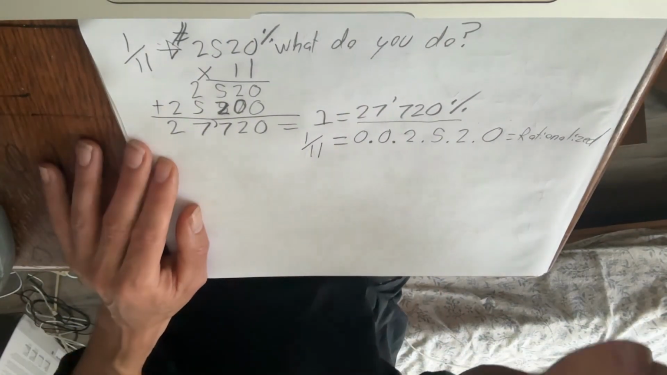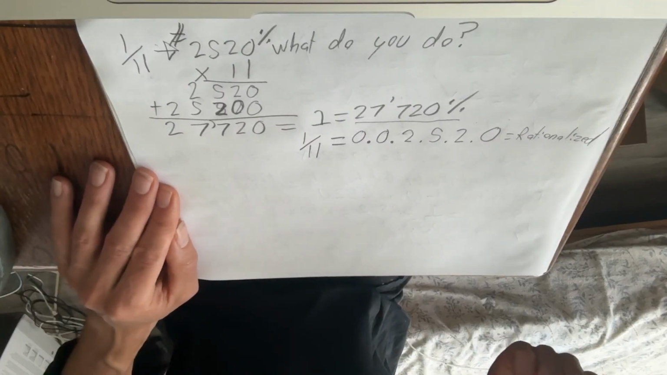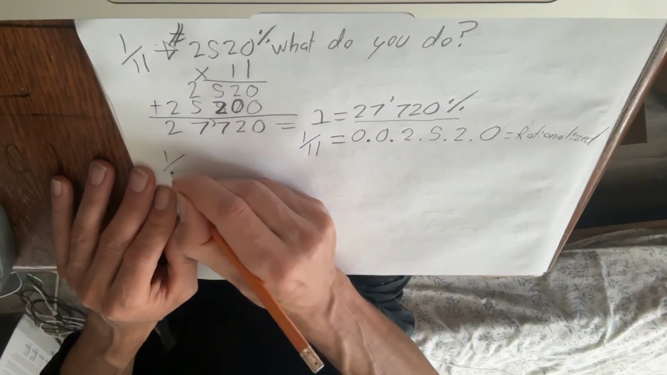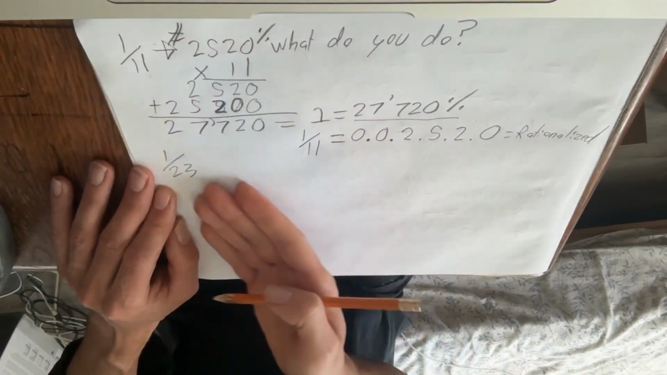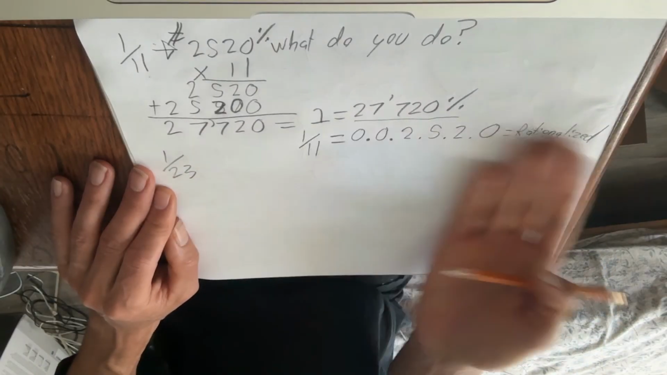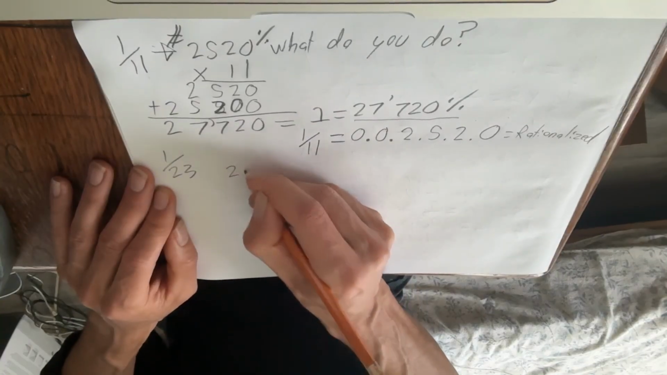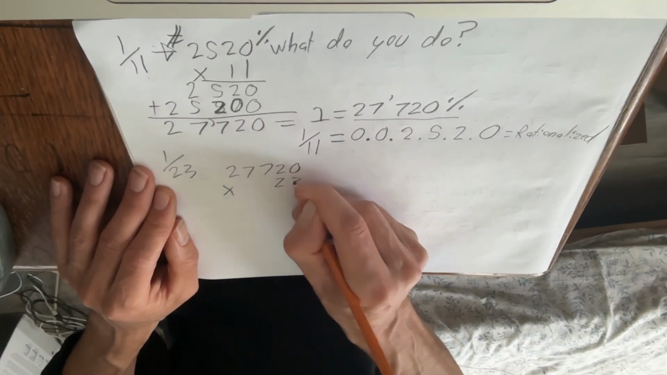Now eventually you're going to run into the situation where you say, hey man, I'm running into another prime number that I can't represent. I hear you. Now you're working with 1 over 23, right? And you're working with the 1 over 11, you've got the 1 over the 23, you realize, oh boy, it's not really going to work, right? What do? 27,720, you multiply that by 23.